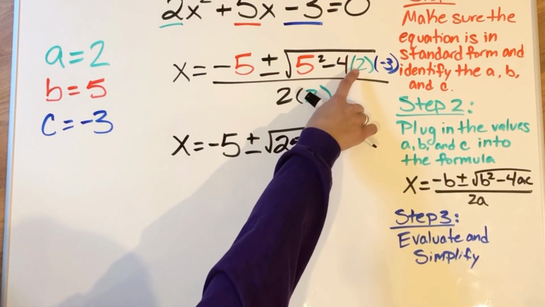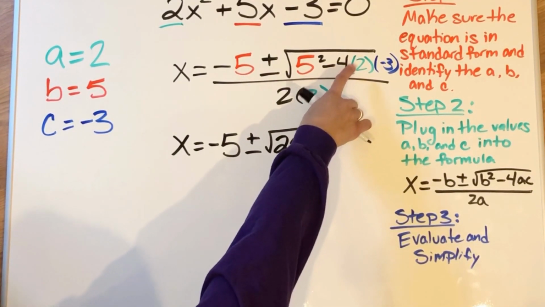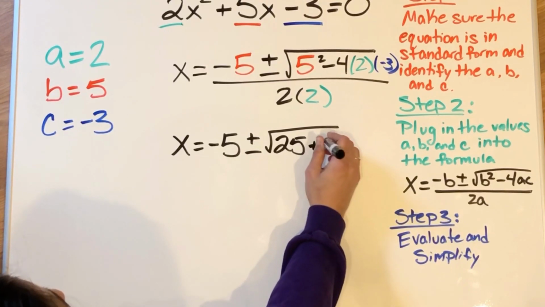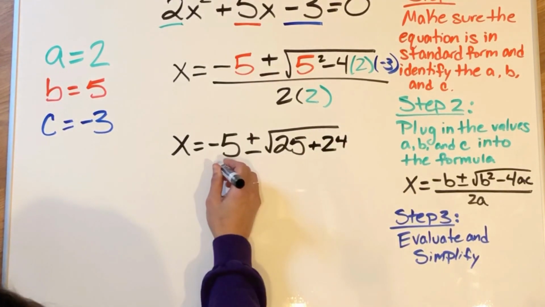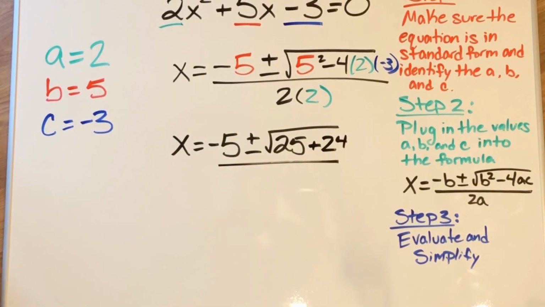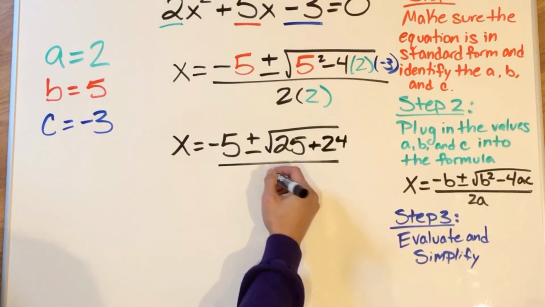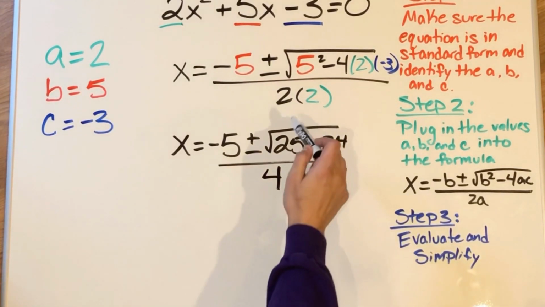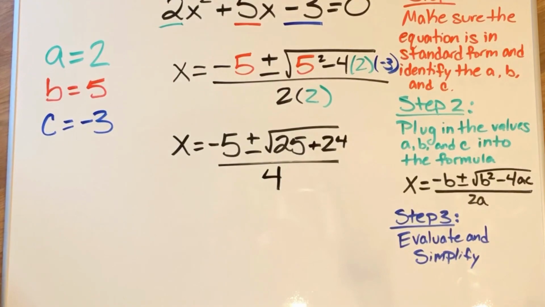-4 times 2 is -8. -8 times -3 is a positive 24. We're going to divide all of that by 2 times 2, which is 4. Now we're going to take this a step farther, and we're going to add 25 and 24.